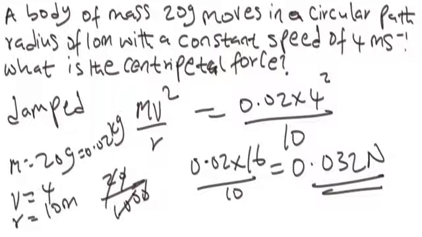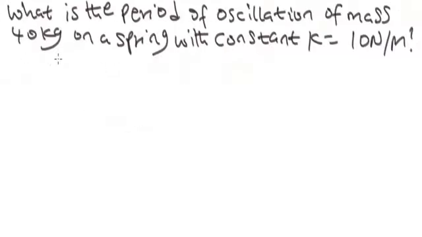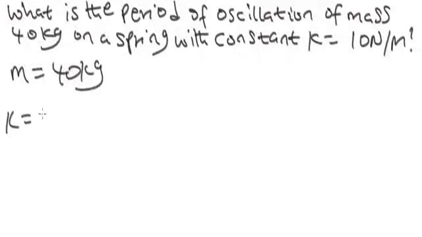Now let's solve another problem. Let's wipe this. Okay, so this question says, what is the period of oscillation of mass 40 kg on a spring with constant k of 10 Newton per meter? So we have our parameters: mass is 40 kg, spring constant is 10 Newton per meter. I am looking for T.